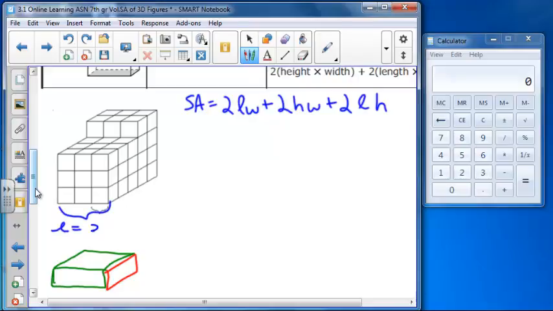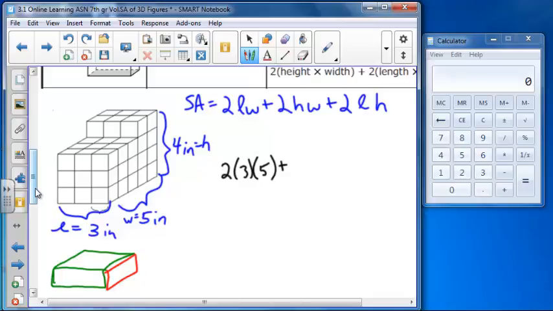We'll use 3.14 for pi. The radius is 12. Remember, we need to square 12 first using the order of operations, PEMDAS. 12 times 12 is 144 times the approximation of pi, 3.14. The area of the smaller circle is 452.